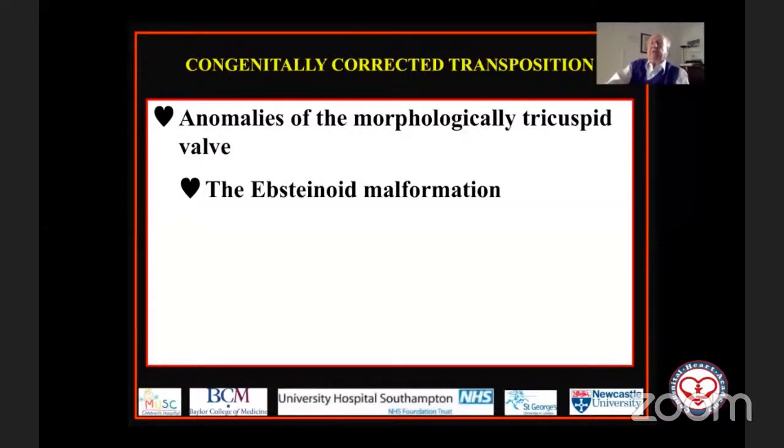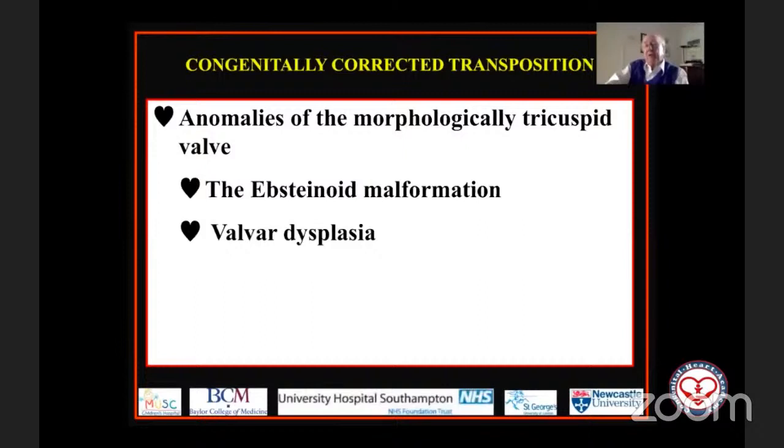And a long time ago now, when we looked at a series of specimens with congenitally corrected transposition, we found such lesions of the morphologically tricuspid valve in 9/10 of the hearts we were looking at. The majority had what we call the Ebsteinoid malformation. It is very similar to Ebstein's malformation in hearts with concordant atrioventricular connections, but it's not exactly the same, and that's why we call it Ebsteinoid. Almost always in this setting, the valval leaflets are dysplastic.